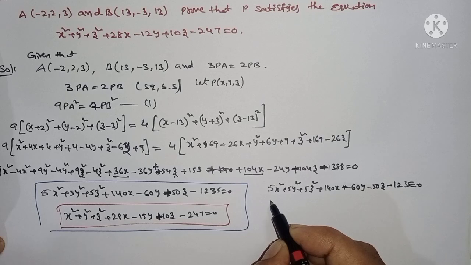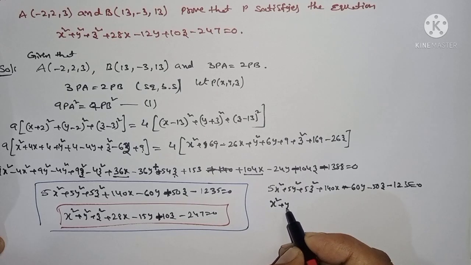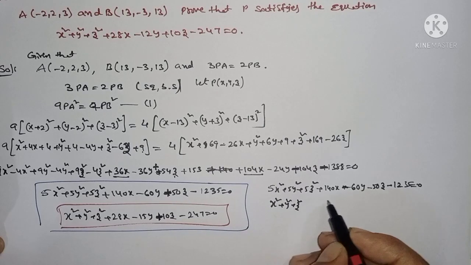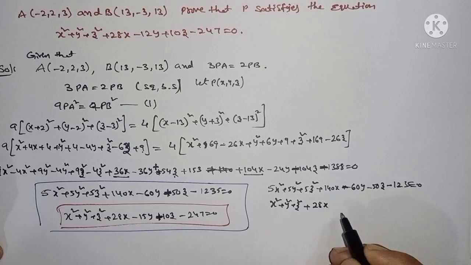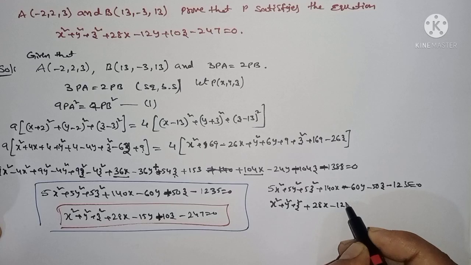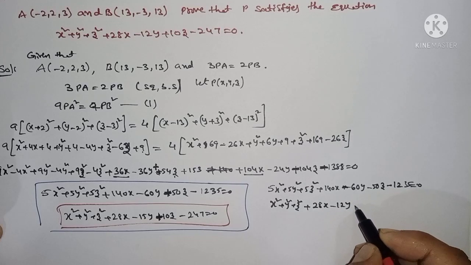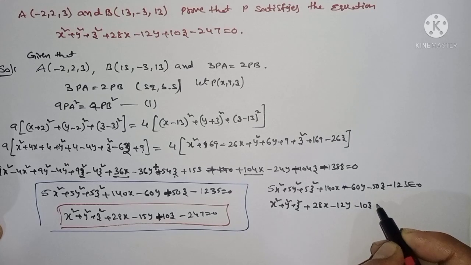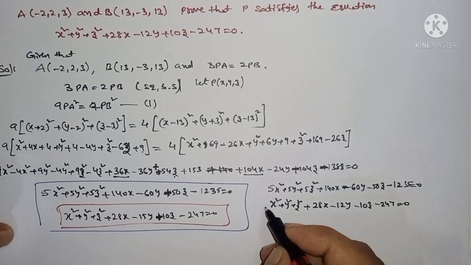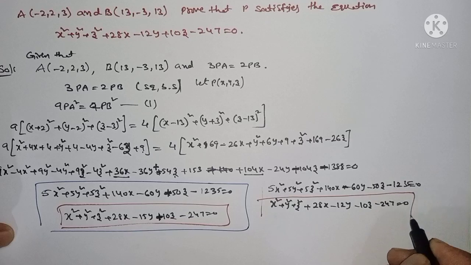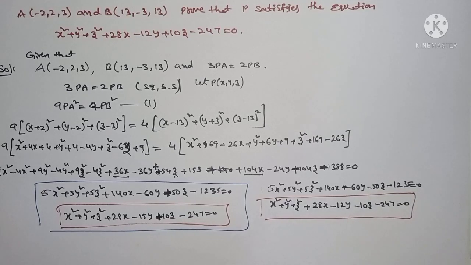Take the minus 5 common: x square plus y square plus z square plus 28x, minus 12y and minus 10z minus 247 is equal to 0. This is our answer only. This is our answer. Okay, right.